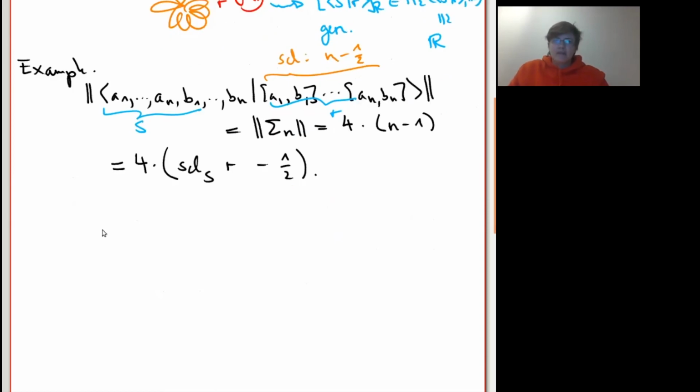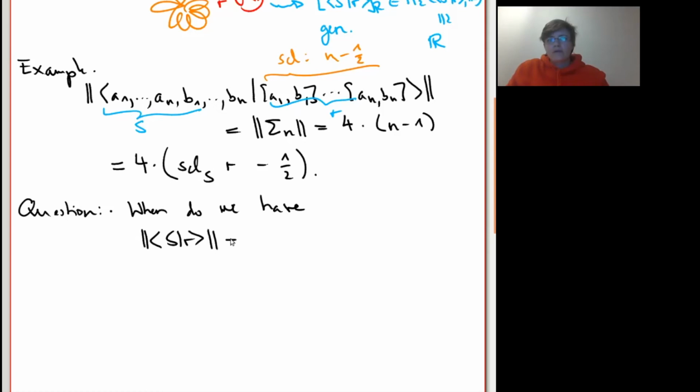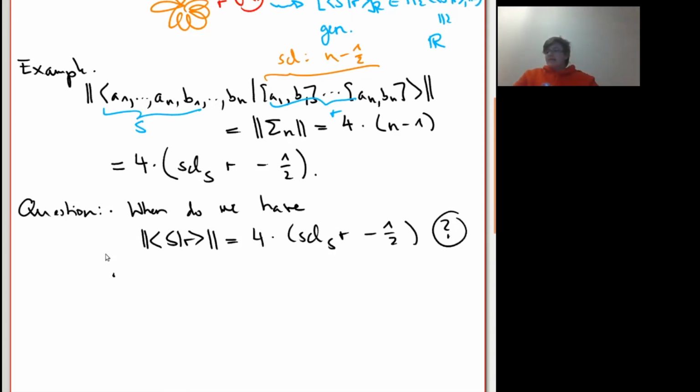Okay, so somehow this example and some other examples made us ask the following question, namely, when do we have this equality? Namely, that the simplicial volume of this one-relator group is really the same as 4 times stable commutator length of R minus 1/2. Okay, and if this is true, then we also know how to compute the simplicial volume of one-relator groups efficiently, because I told you that you can compute stable commutator length efficiently in the free group.